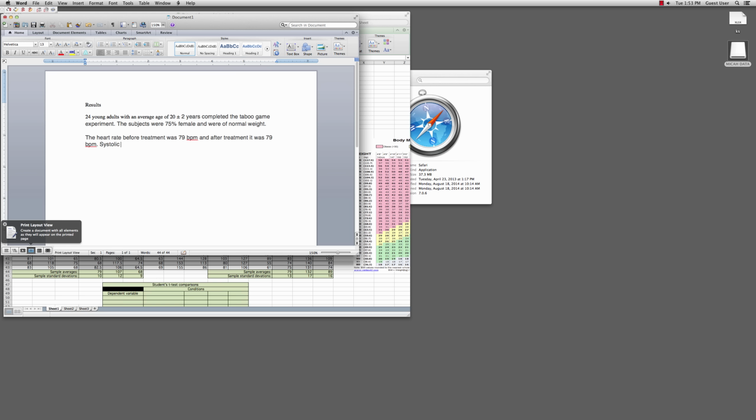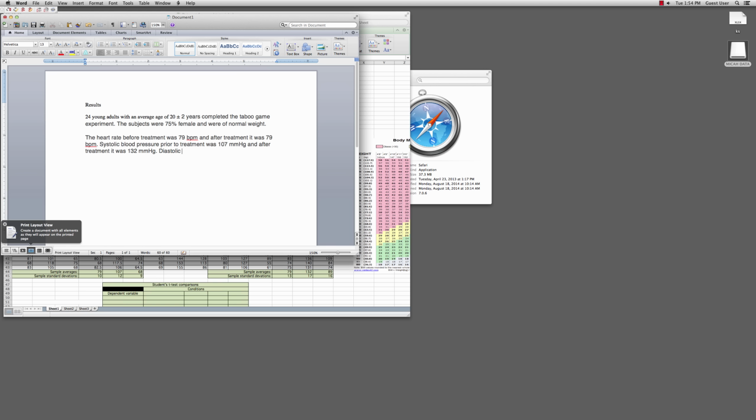Systolic. This is when science writing can be very boring. When you get a better handle on these, you guys can feel free to be a little more creative in here, but for now, honestly, just keep it cut and dry. Systolic blood pressure prior to treatment was 107 millimeters of mercury, and after treatment it was 132 millimeters of mercury. Do it again.